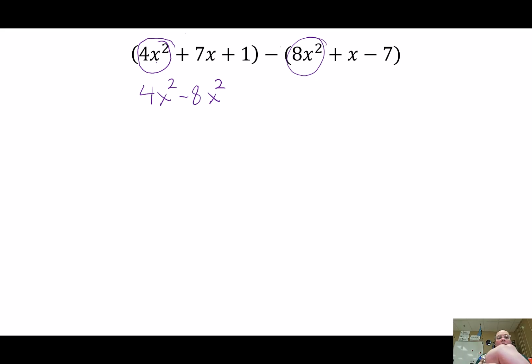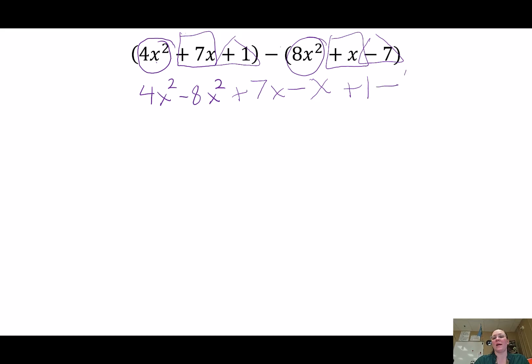Then I'm looking at 7x. Well, I have another x over here, so we're taking plus 7x minus x, because we're minusing. And then finally, do I have any constants? Yes. So I'm taking 1 minus a negative 7. Now notice with the second one, I'm always keeping the sign with it, right?